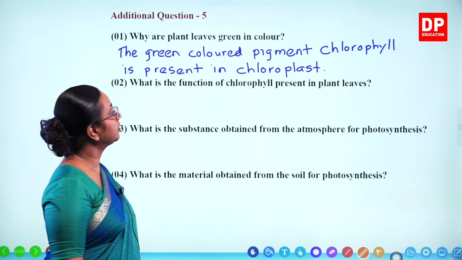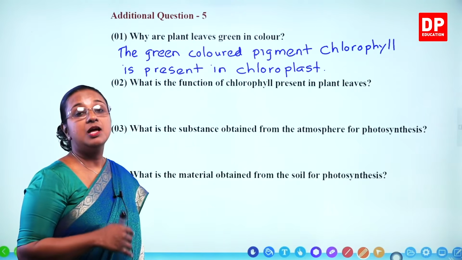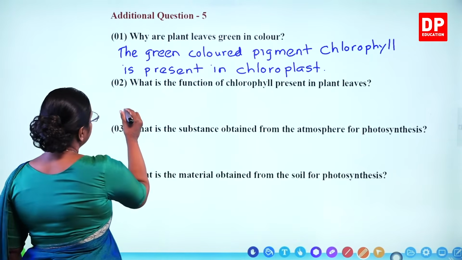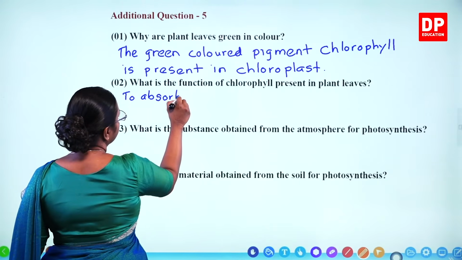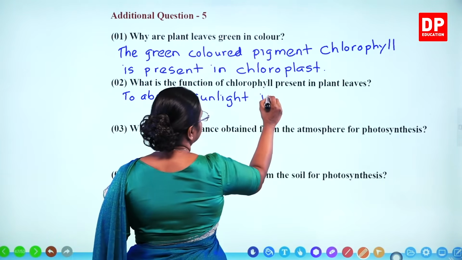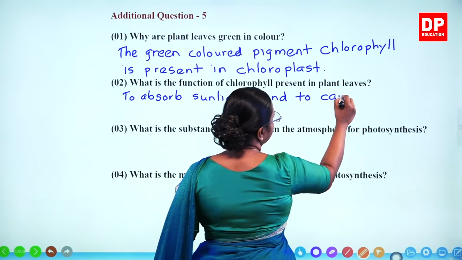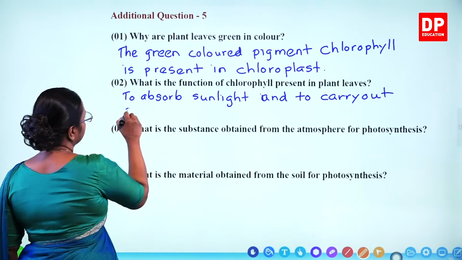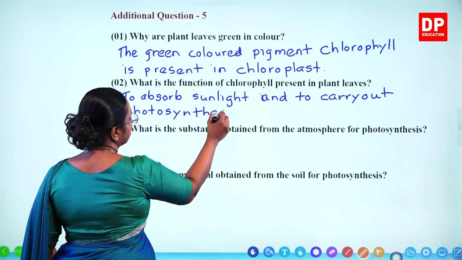What is the function of chlorophyll present in plant leaves? Why do plant leaves need chlorophyll? To absorb sunlight and to carry out photosynthesis. So here you can say to absorb sunlight and to carry out photosynthesis.